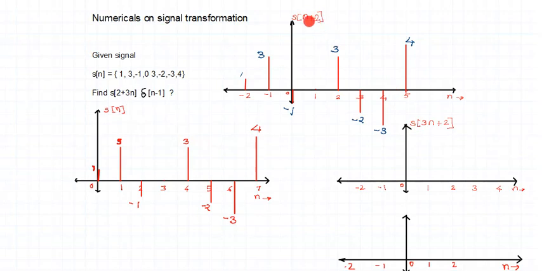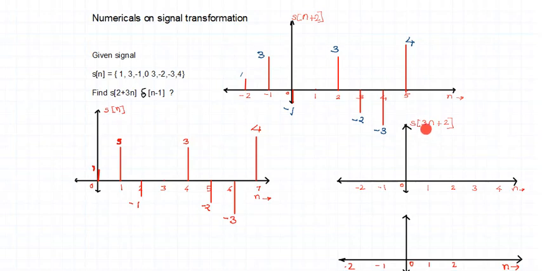So multiply 3 to n. So what is the new signal name? After I do this operation, the name of the signal will be S of 3n plus 2. So we are going to scale the shifted signal, right? I am going to scale this shifted signal. So it's a compression. How do we perform compression?